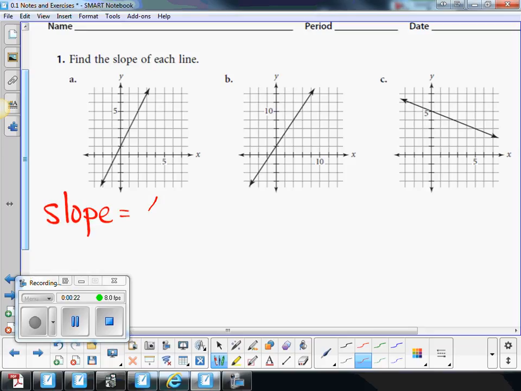We always put the change in the y variable on top and the x on the bottom. So when you're going to find the slope, maybe start here in A, and you can see right there is another nice point to work with. So the change in y is positive 2. It's going up 2. The change in x is positive 1 because it's going to the right. So up is positive, right is positive. 2 divided by 1 is 2. So that's the slope for A.